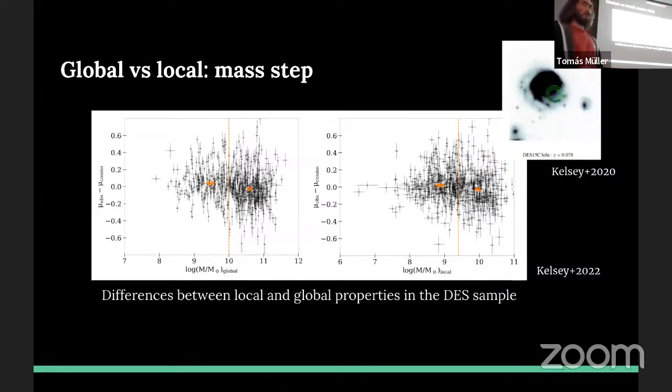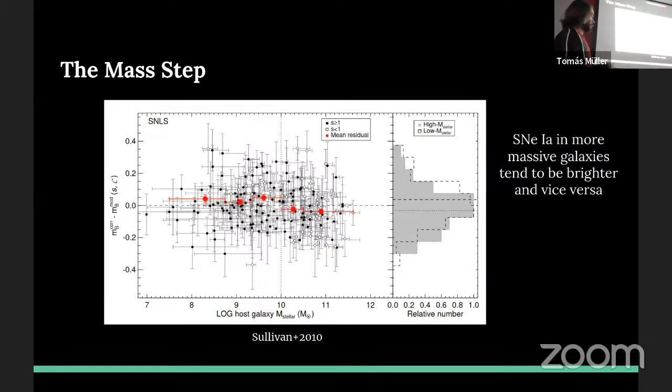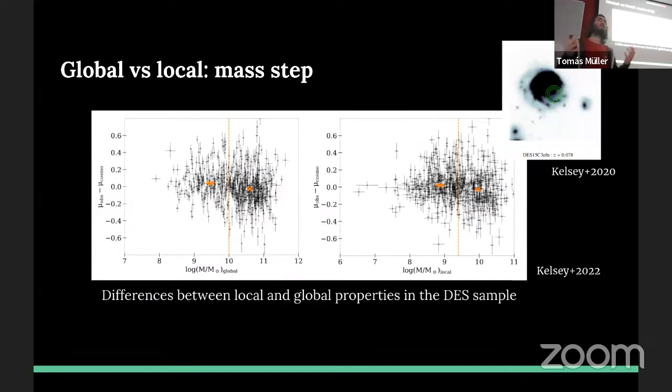Right, but now this is the stellar mass of the whole galaxy. But we know that supernovae explode in tiny little regions in galaxies. So are the properties of the whole galaxy representative of the neighborhood where the supernova explodes? That's a good question, and people have worked on this as well.